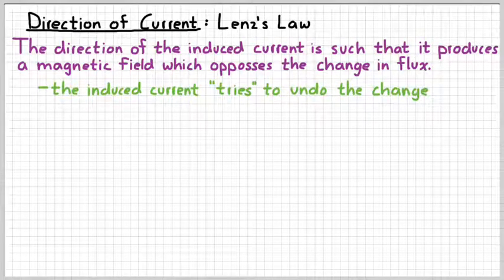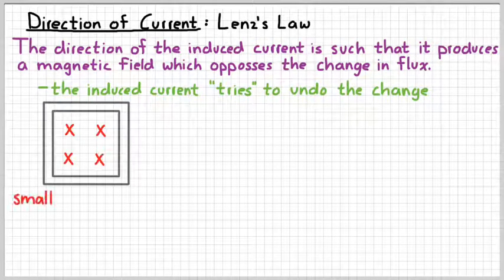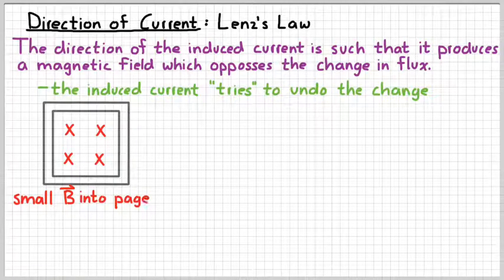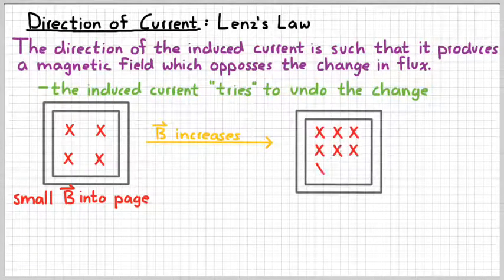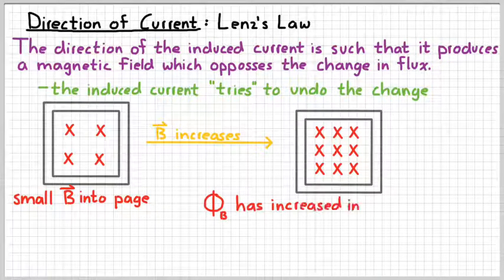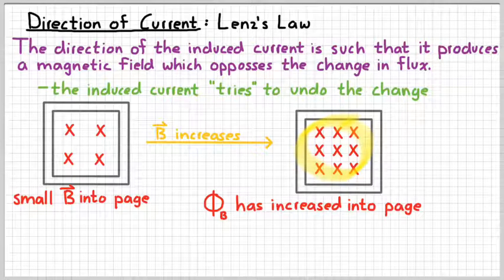change. So to draw out a simple example, here's a loop of wire with a small magnetic field directed into the page, and then over time we increase the magnetic field, so we've got more arrows going through the loop. What has happened is that our flux has increased, and it's increased into the page. It's important to realize that not only is it increased, but it's also increased into the page. In other words, we've got more X's inside the loop.